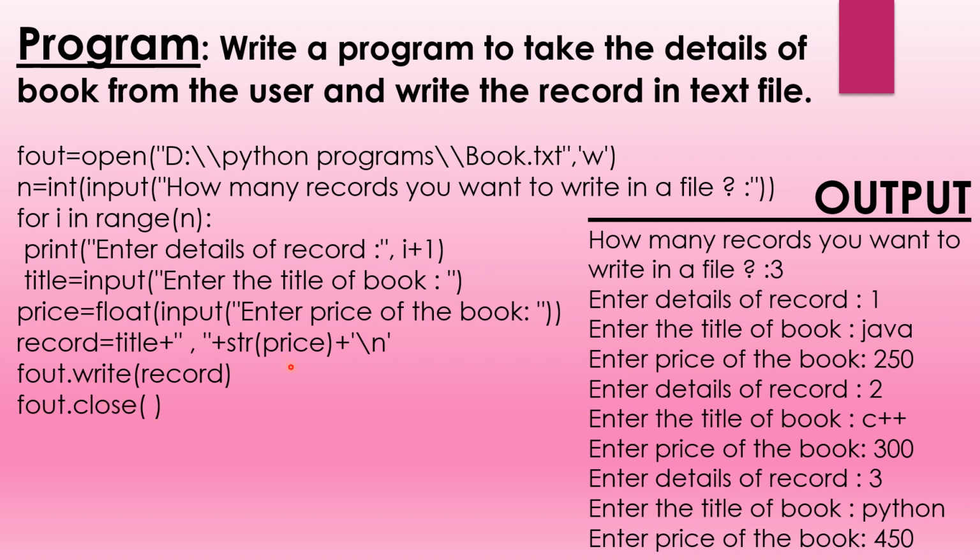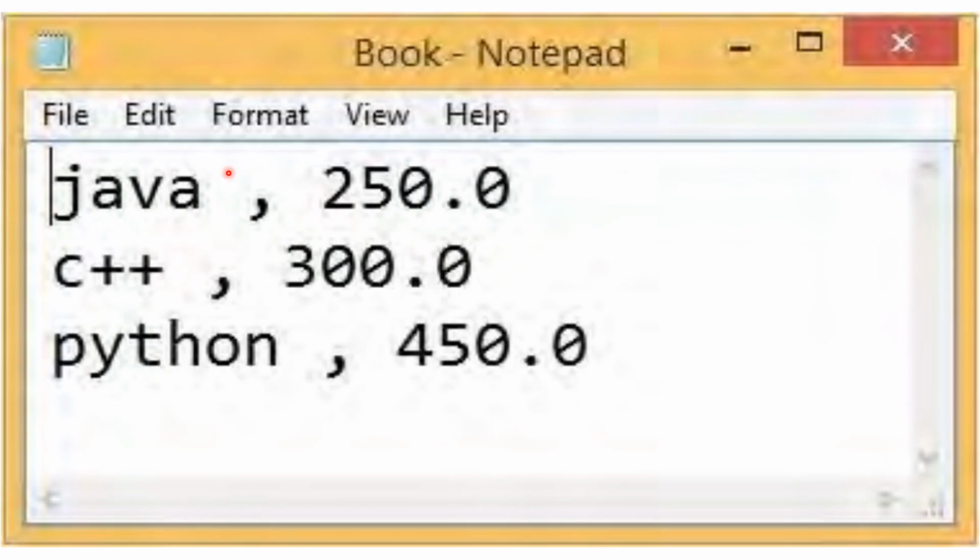Now I will show you how the data has been stored in the file. So here is how the file has stored its data. First is the title of the book. Next is the price. As I told you, the price was float, so here is the decimal value, and slash n was used. So you can see the next line, and similarly here also the next line, and the loop has run 3 times.